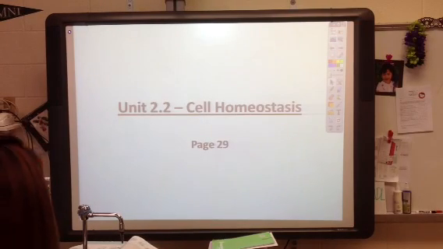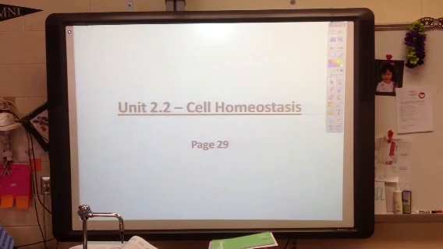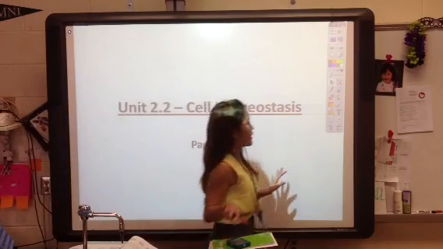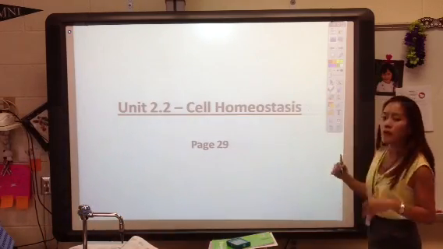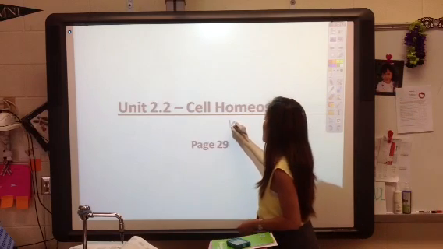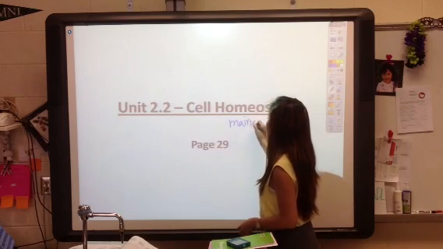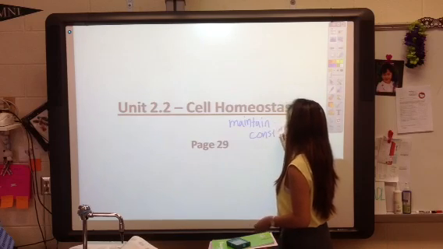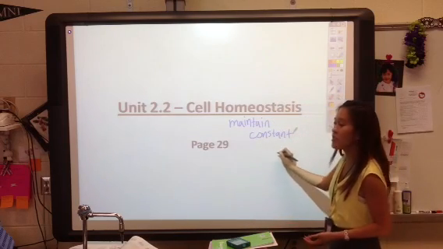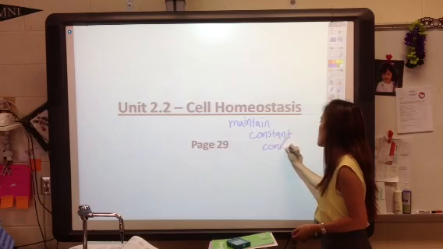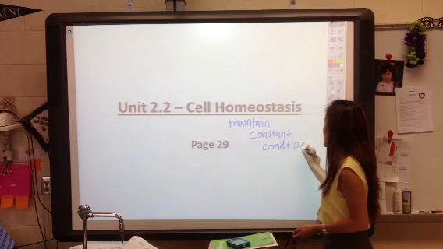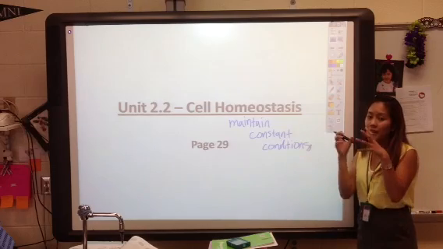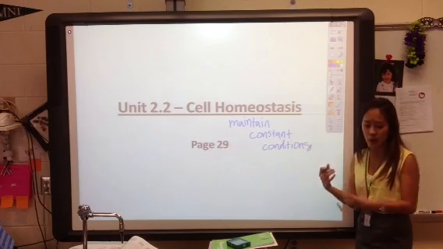So today we're talking about cell homeostasis. We're on unit 2.2 and we're on page 29 of our handbook. Now remember that homeostasis means to maintain constant internal conditions. Maintain constant conditions. And usually we mean inside of the cell or inside the body of the organism.